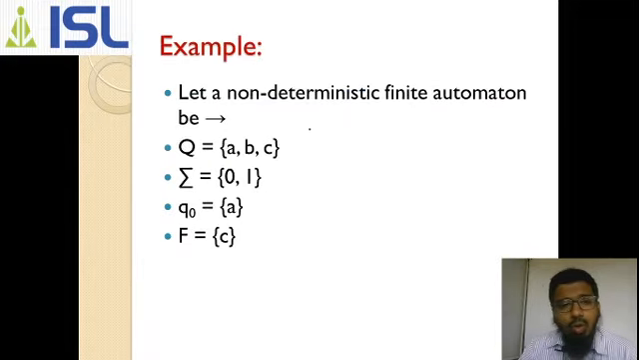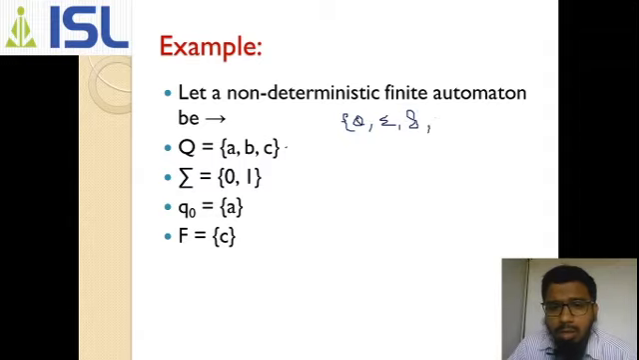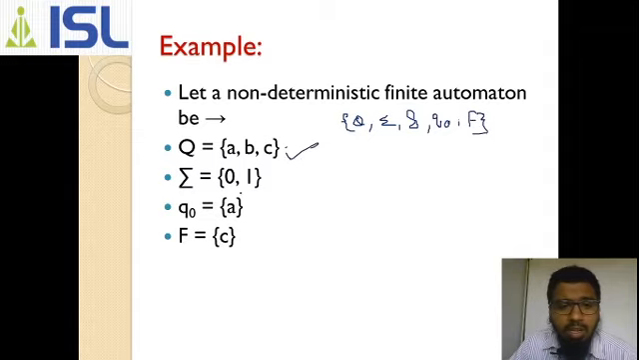Next, we are going to take an example. Let's say a non-deterministic finite automaton has Q, sigma, delta, Q0, F. What is Q? A, B, C. Sigma is 0, 1. Q0 is A. F is C.